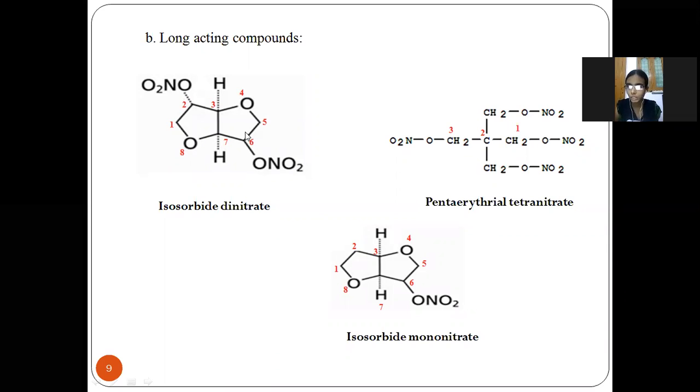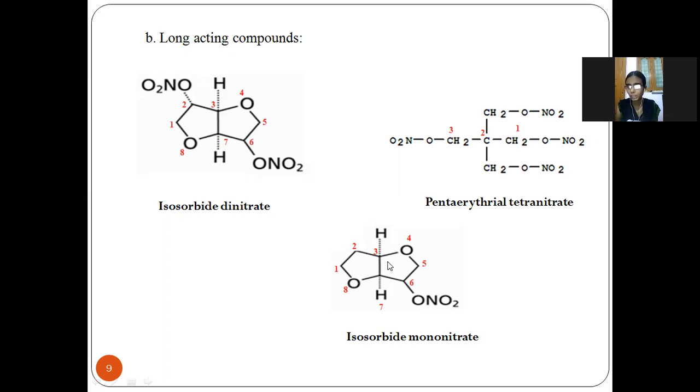So this is the structure of the D-gluticol. For the D-gluticol, in the third position and the seventh position, the hydrogen groups are attached. In the second position and the sixth position, oxynitro groups are attached. And in the fourth and eighth position, oxygen groups are attached. So this is the structure of the isosorbide dinitrate. And the next one is isosorbide mononitrate.